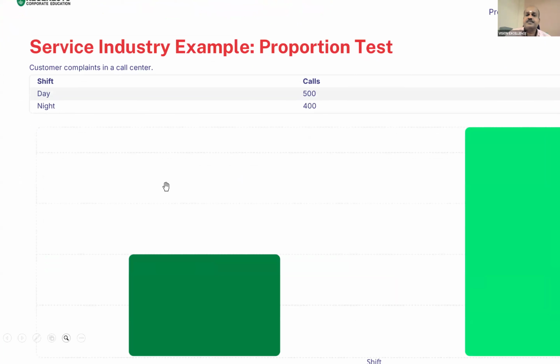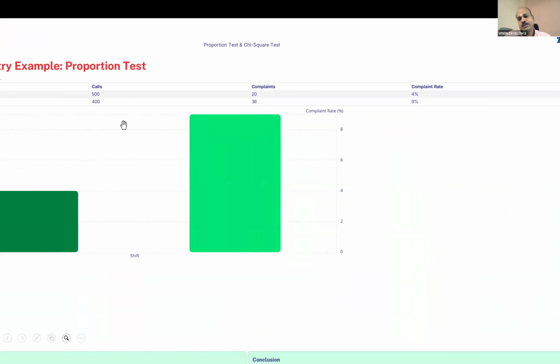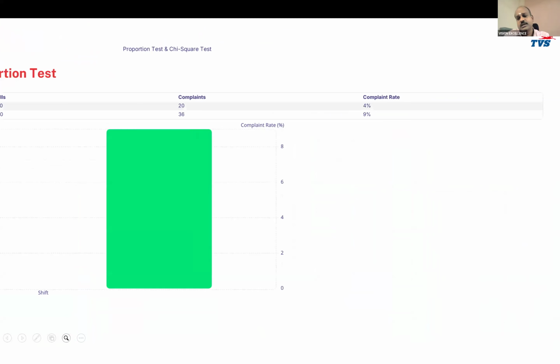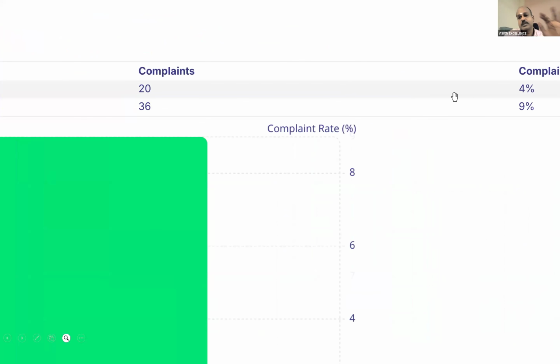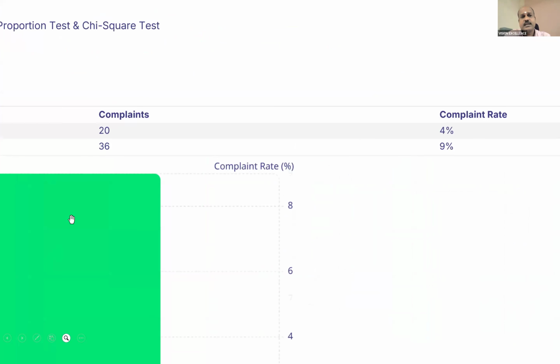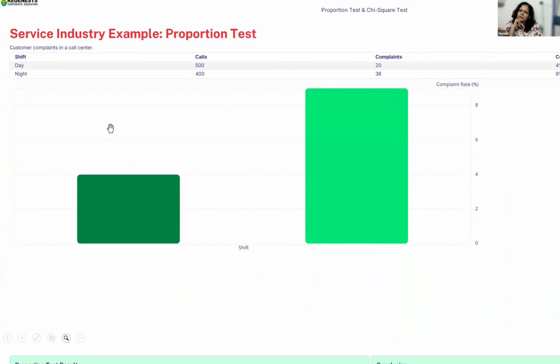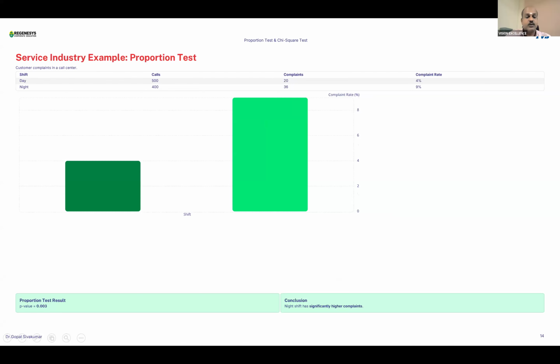Service industry, you see here, there are day shift 500 calls, night shift 400 calls. Out of 500 calls, 20 customer complaints came. Night shift, out of 400 calls, 36 complaints came. Now, our common sense says, yes, shift is a problem, isn't it? So, night shift people don't attend to the calls properly, and so the complaint rate is higher. Can I put this under the two proportion test? Yes or no? Definitely yes. I can put it under two proportion test and look at the p-value.